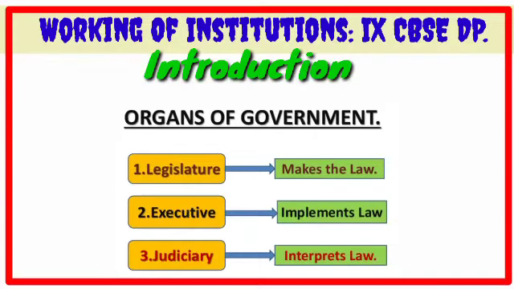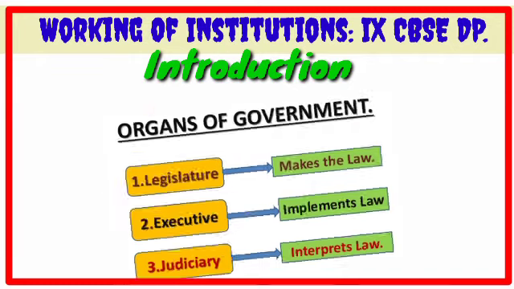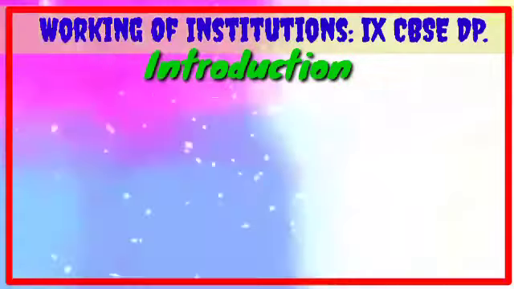Mainly, we study about legislature, executive and judiciary. We will learn what these institutions do, how these institutions are connected to other institutions, and whether these institutions are working democratically or not. All these factors will be discussed in this chapter called Working of Institutions.